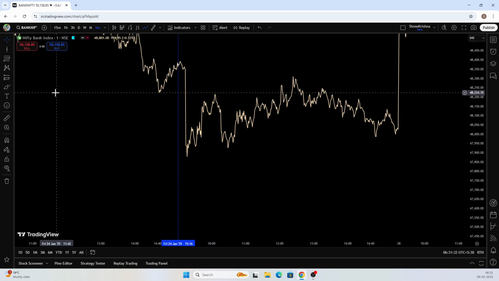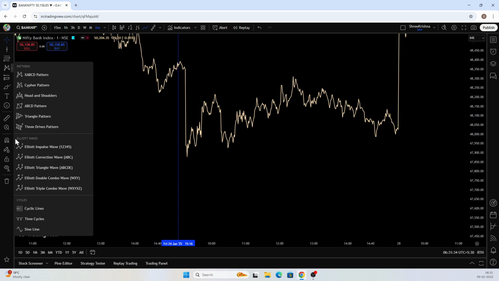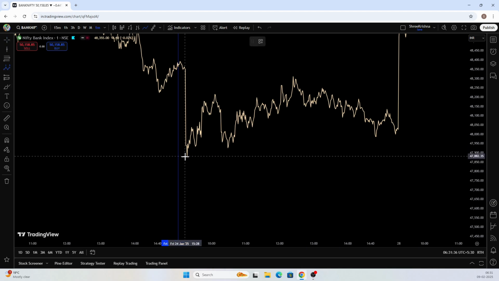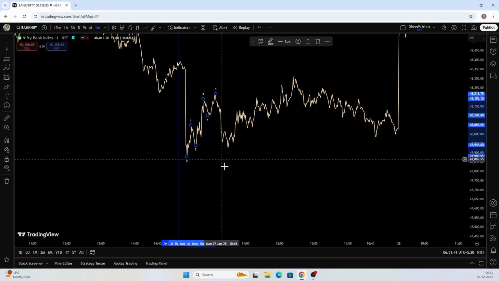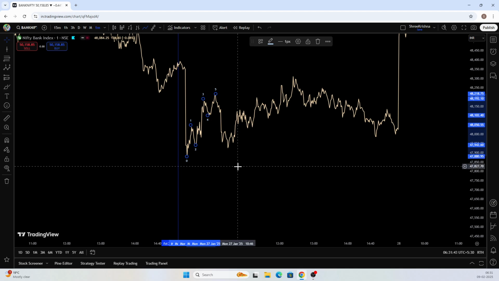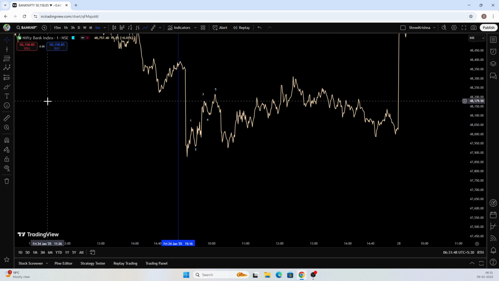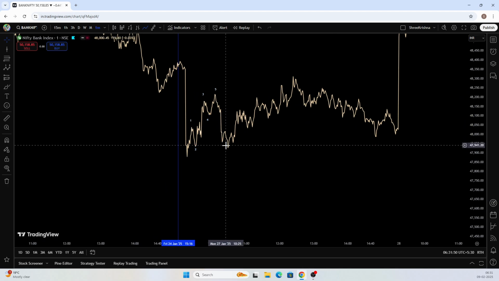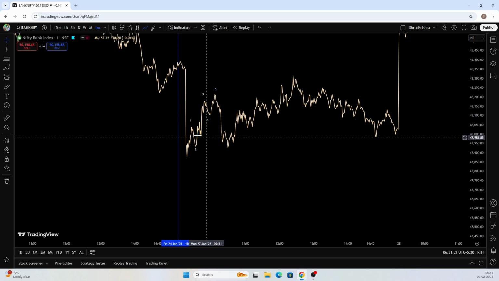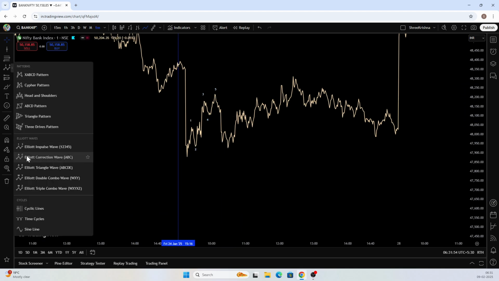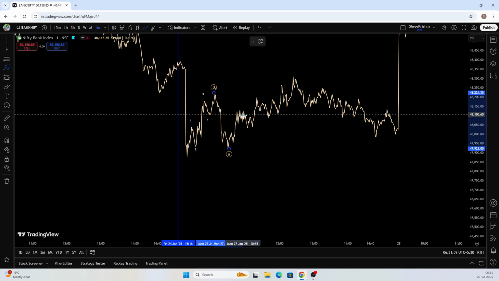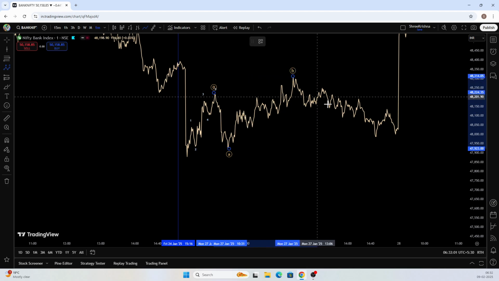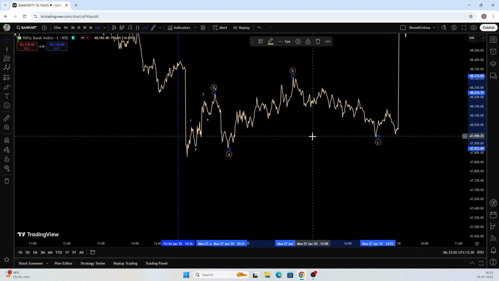Now I will just count the waves for you. I will just explain how it becomes. So it becomes 1, 2, 3, 4, 5. Did it work? Yes, it worked. Okay, then this is 5, this is 5, a 5 wave as an A, then 1, 2, 3 as a B, and this is as a C.